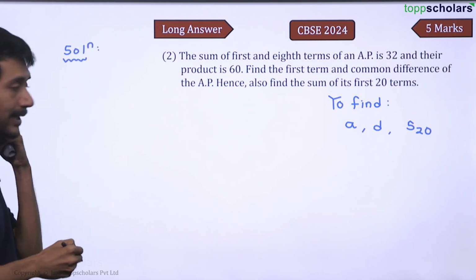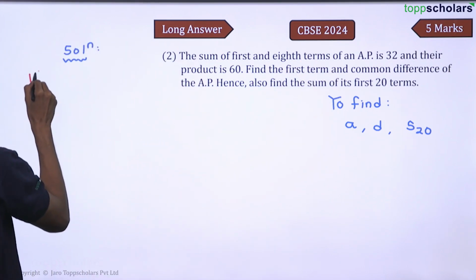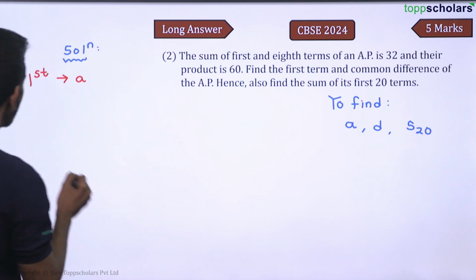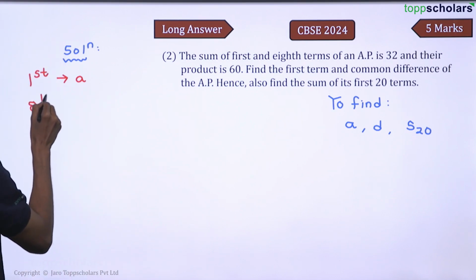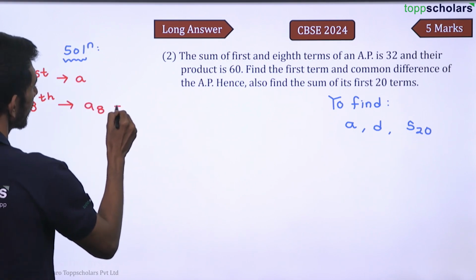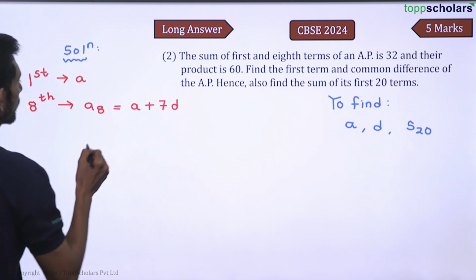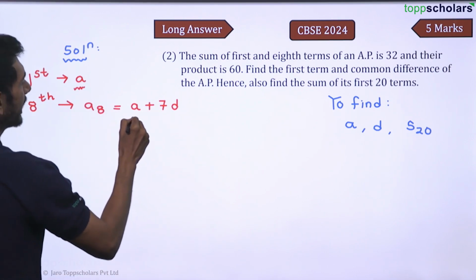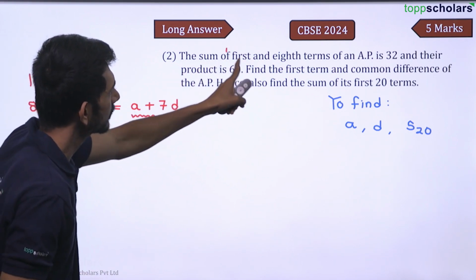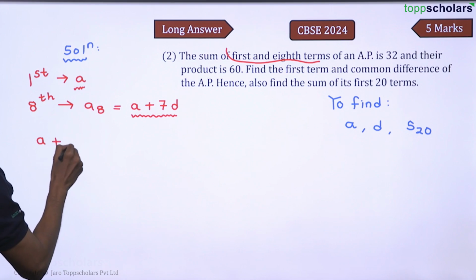Okay. Now tell me one thing, it is given that the sum of the first and the 8th terms. Can I say the first term is given by A, right? And the 8th term is A8. But what is A8? Can I say A8 is nothing but A plus 7D? So the first term is A and the 8th term is A plus 7D. The sum of the first and the 8th terms, their sum.